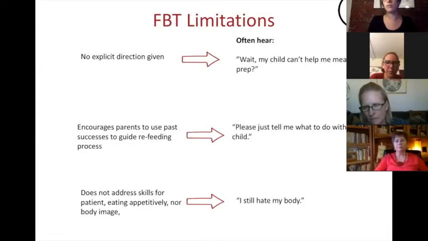Some of you might be familiar with intuitive eating. Intuitive eating is a lot more than appetitive eating, which is eating when you're hungry and stopping when you're full. But the gist of approaches like intuitive eating, health at every size, and the like, in terms of eating, is using your body's natural hunger and fullness cues as a guide to eating. That's not taught to patients in any way, nor is body image addressed. So at the end of treatment, you hear patients say, okay, well, I'm weight restored, but I still hate my body. And so there are these areas that we can improve upon, we think.